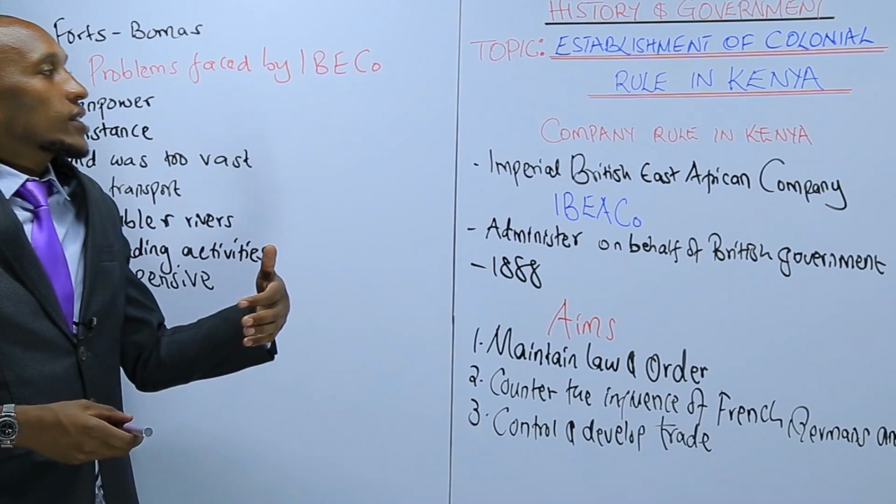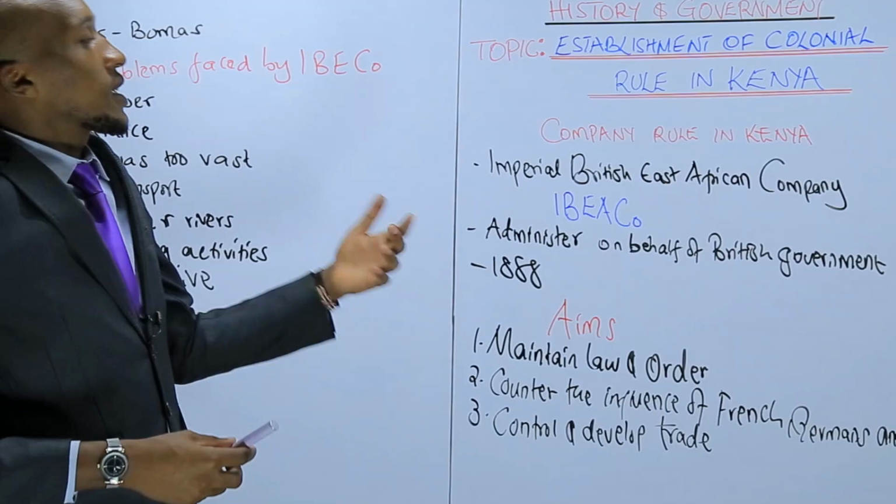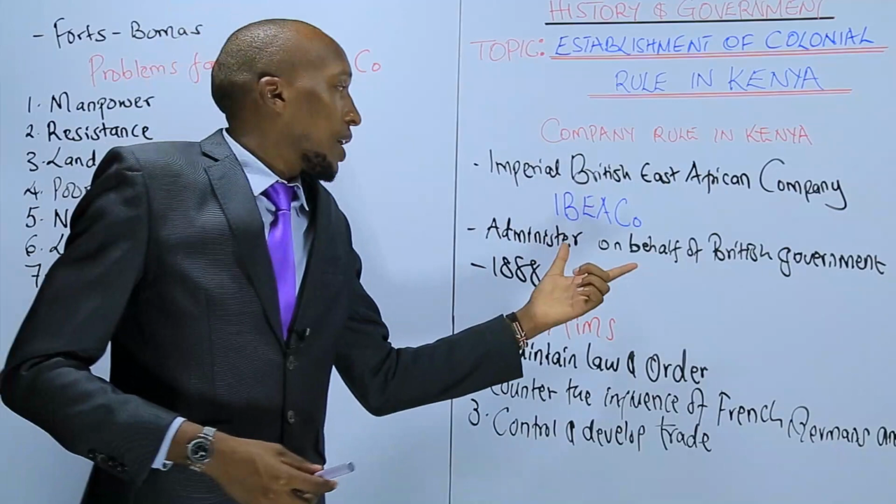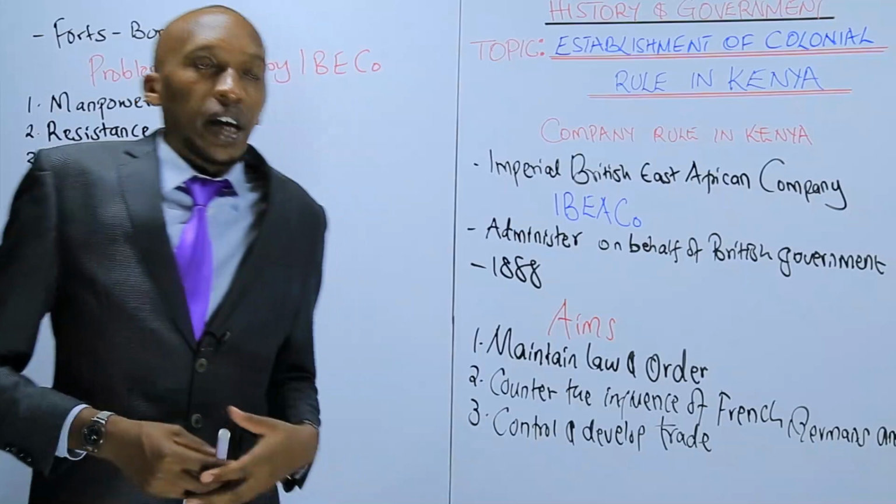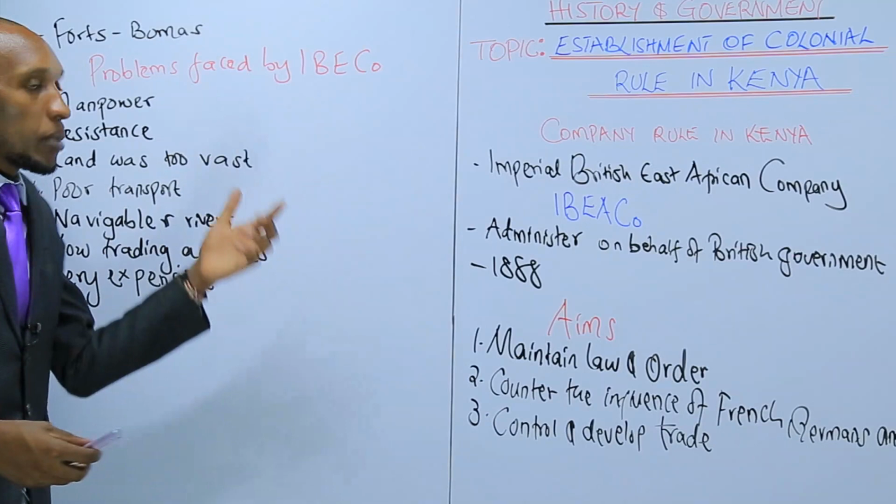We have mentioned that the British East African Protectorate was led by the Imperial British East African Company, and we have looked at the aims of that company, what achievements they made, and then lastly we have looked at the problems that they had faced.